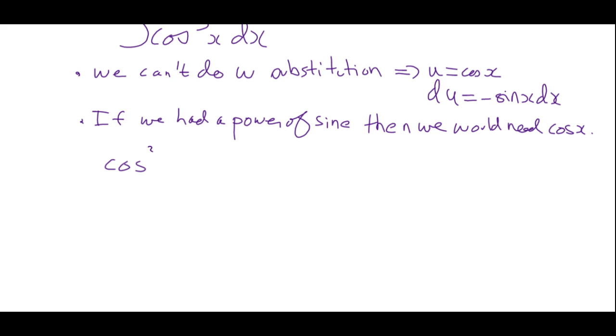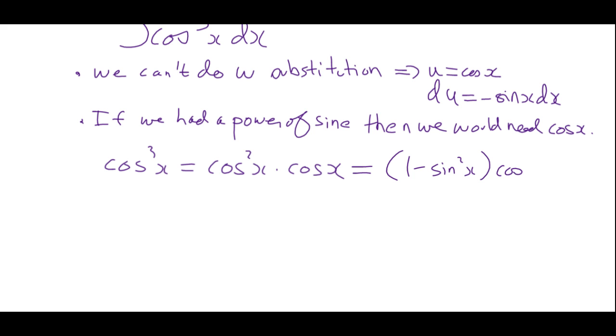So we could say, all right, cos cubed x is equal to cos squared x times cos x. Let's just deal with the cos cubed for now. We're not going to worry about the integral; we'll bring that back in. And what's cos squared equal to? The most basic trig identity: 1 minus sine squared, right? So at this point, if we let u equal sine x, then when we do du, we're going to get the cos x that we need, right?